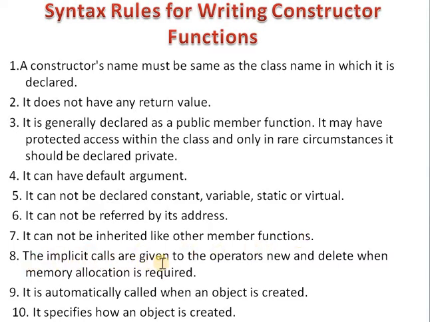The implicit calls are given to the operators new and delete whenever memory allocation is required. The new and delete operators for the memory allocation are called by the constructor whenever it is required. Next, it is automatically called when an object is created. A constructor will be called automatically whenever an object of a class is created.